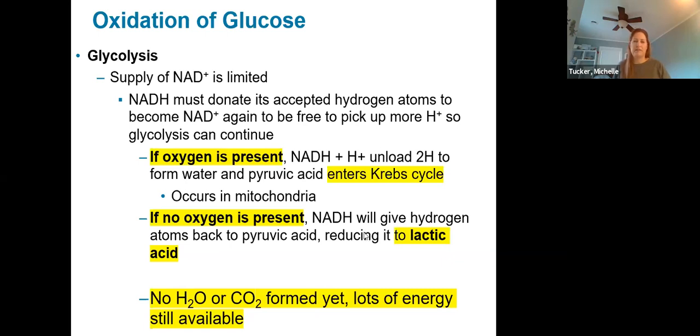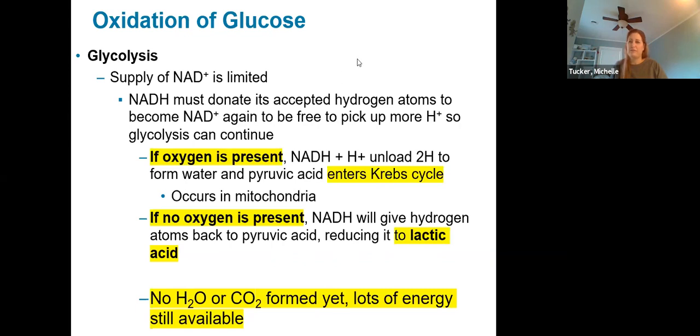Instead, it has to give the hydrogen atoms back to pyruvic acid, reducing it to lactic acid, which then diffuses back out. However, lactic acid, when oxygen is present, can go back to pyruvic acid, and pyruvic acid goes back to the citric acid cycle. So it's not ever really lost. It's just temporarily on hold. So we are going to continue as if oxygen is present.